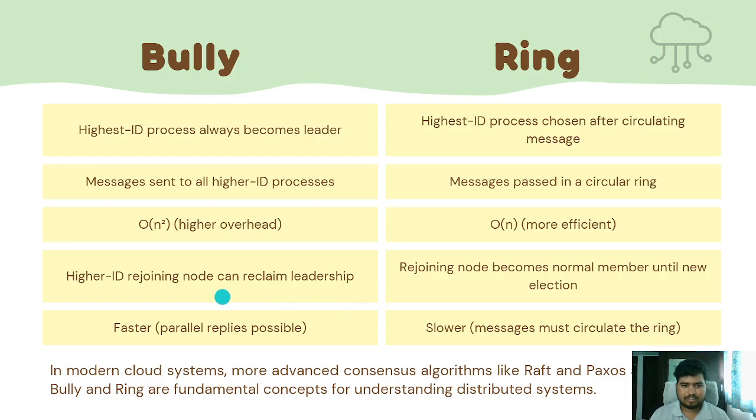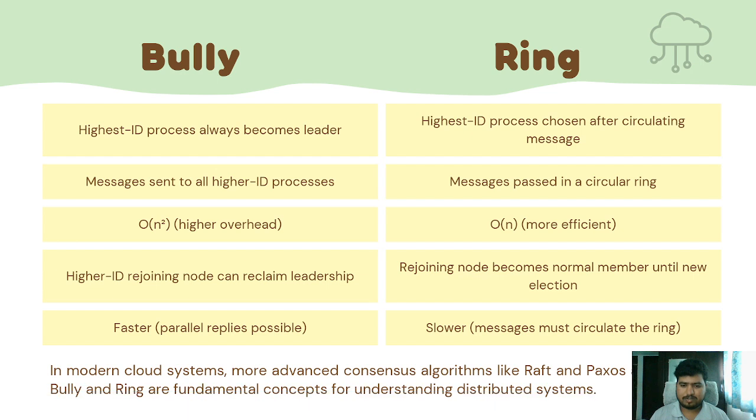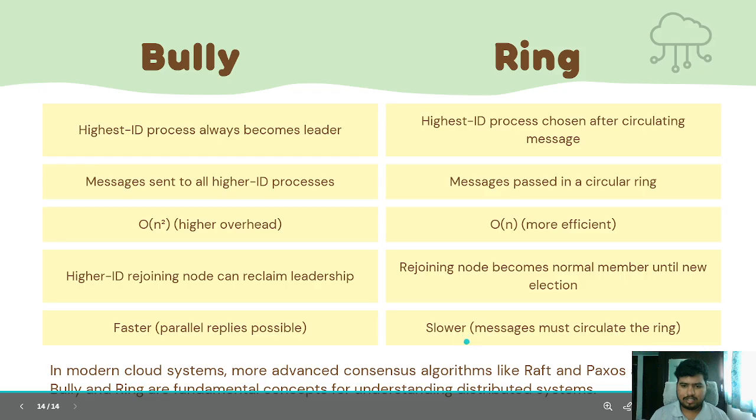If the higher ID rejoins the system, it needs to reclaim the leadership. But in the ring algorithm, if that higher ID process rejoins the system, it needs to act as a normal member until any new election occurs. The bully algorithm is faster, but the ring algorithm is slower because each process gets the message, adds its own ID and passes it to the next node. That message must circulate through the entire ring.